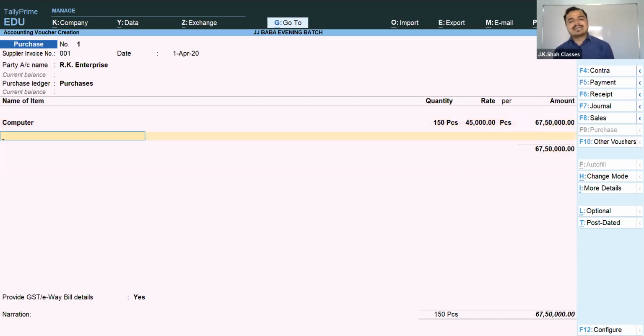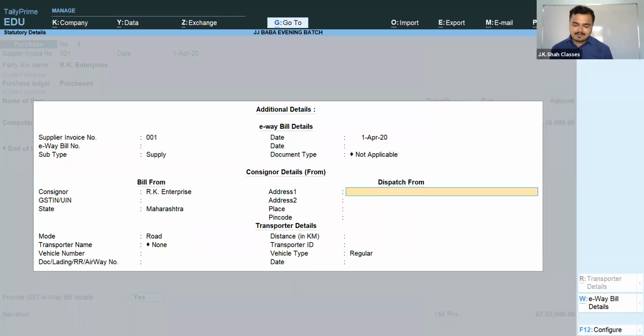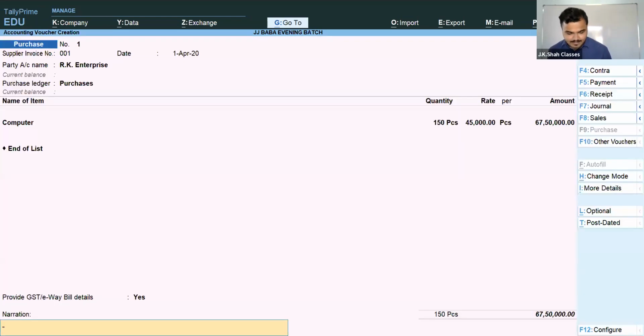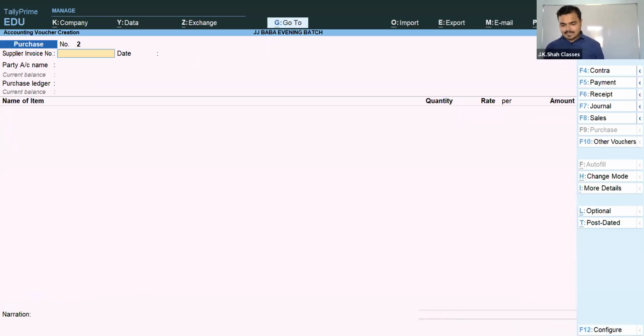Agree. They are asking, is there anything more you are purchasing? I said no. Provide GST or e-way bill details. Provided. Done, people. Credit. Got it done. Created the bill.